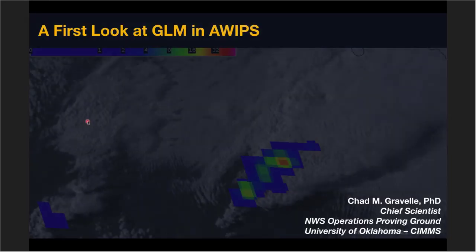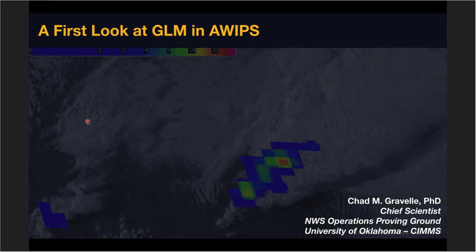Hi everyone. So for the second presentation of the day, we're going to take a look at GLM in AWIPS. I was asked to do this maybe 2 or 3 weeks ago. Just to give a quick timeline, the Operations Proving Ground has had the GLM data for some time now. It's been the point data, and we learned pretty quickly that that's probably not the best way to visualize the GLM data.